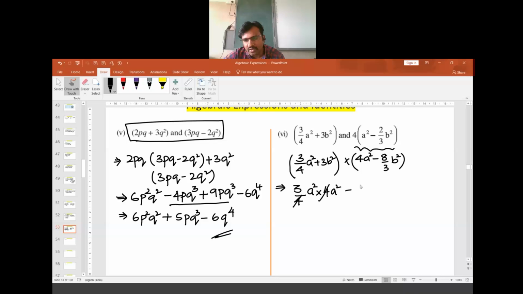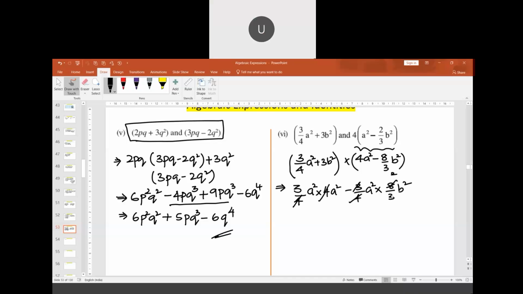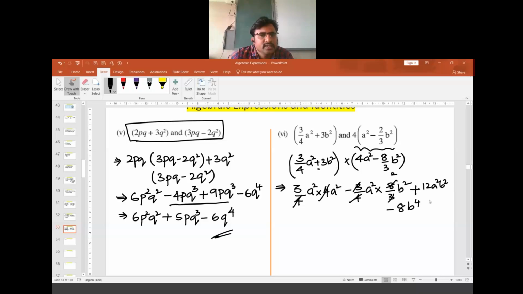Minus 3 by 4 a square to be multiplied to 8 by 3 b square. Here if you observe, 12 times a square b square, and 3 and 3 get cancelled. Now there is a plus sign, so plus 3b square to be multiplied to both the terms. We get 12 times a square b square, minus 3 and 3 get cancelled, we'll be getting 8b to the power 4.